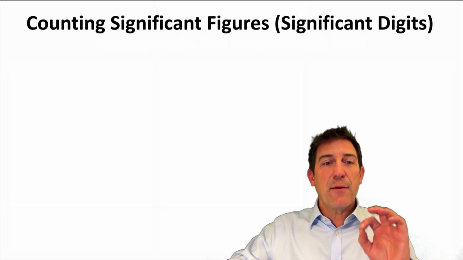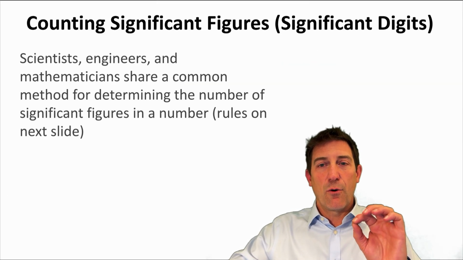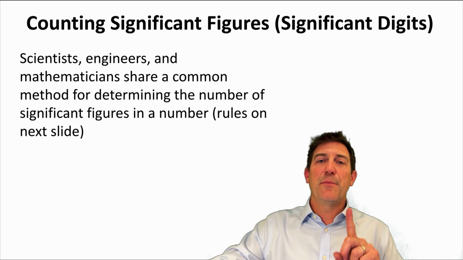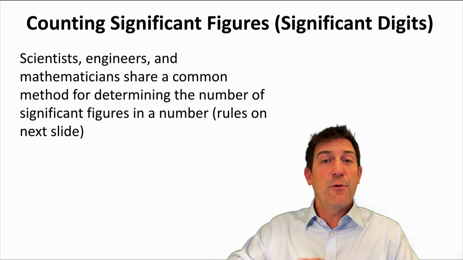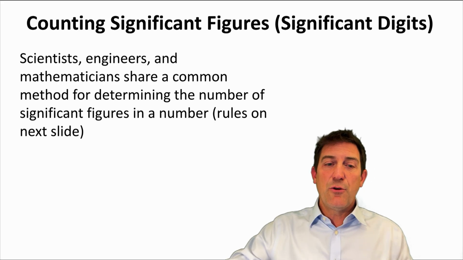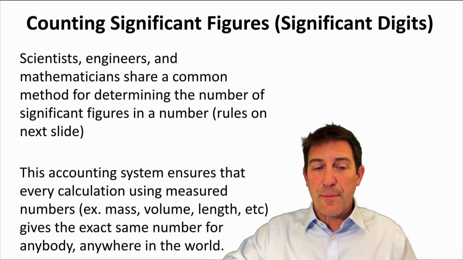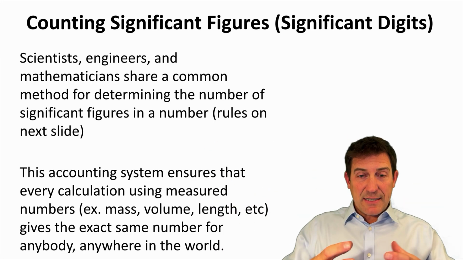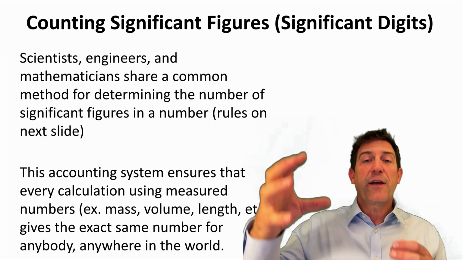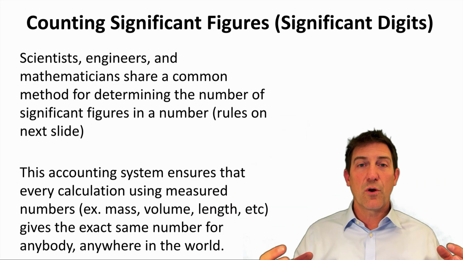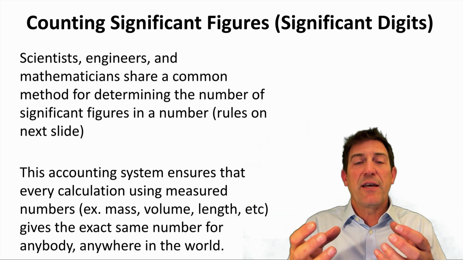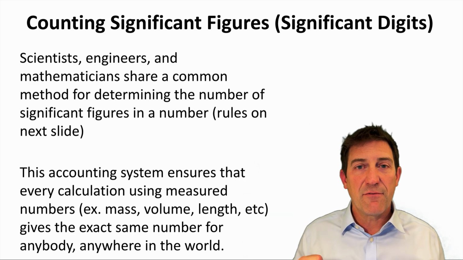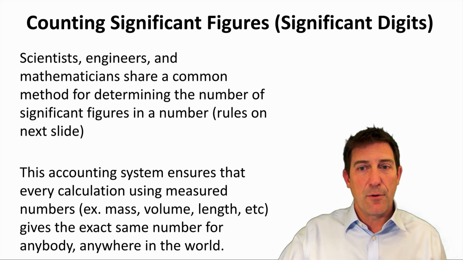Now, we have to be able to count significant figures or significant digits to be able to deal with this. Here we go. Scientists, engineers, and mathematicians use this common method, which we call significant figures, to ensure that we all get the same answer. This accounting system means that if you're making something, let's say you're trying to make a new car and you're getting parts that are coming from all over the world, those measurements, those calculations need to be the same no matter where they happen in the world. Significant figures solves that problem.